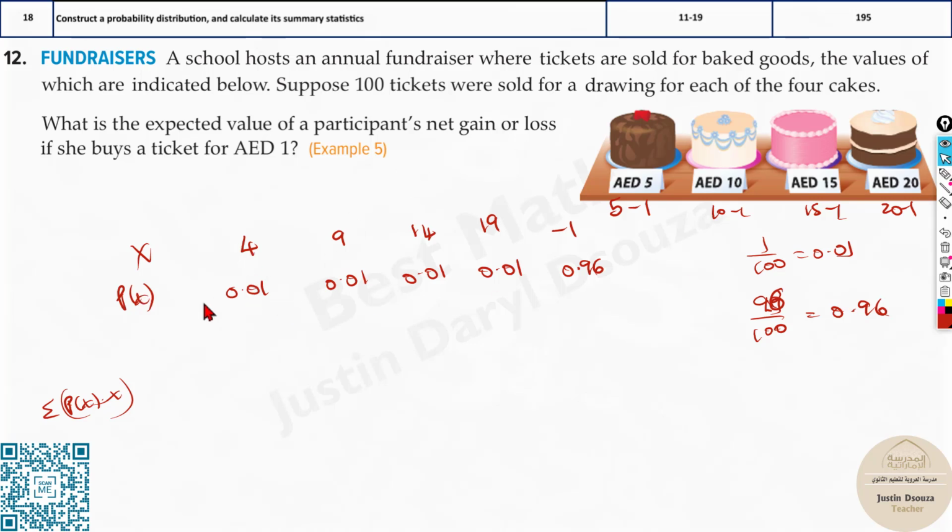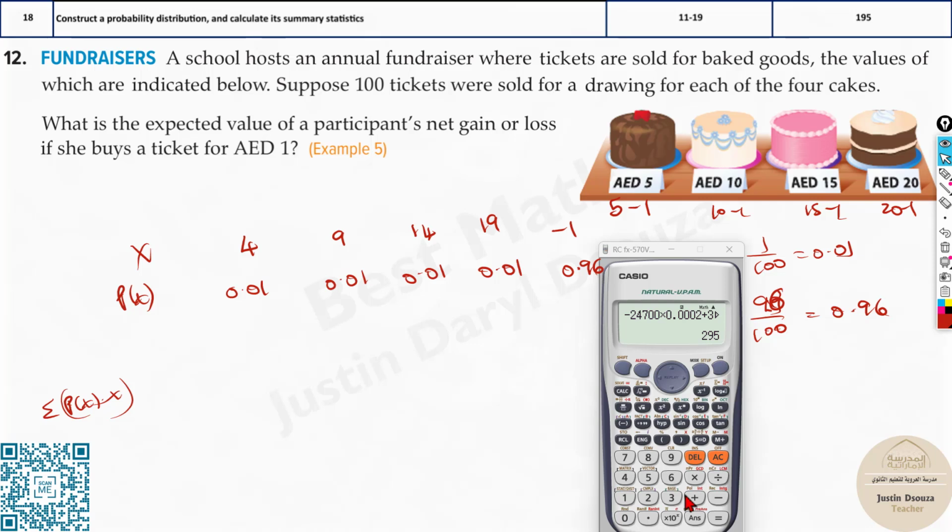Multiply x times the probability of x. Plus, plus, and over here it'll be minus. Let's take our calculators and do it. Here we just have to start with 4 times 0.01 plus 9 times 0.01 plus 14 times 0.01 plus 19 times 0.01, and lastly minus 1 times 0.96.